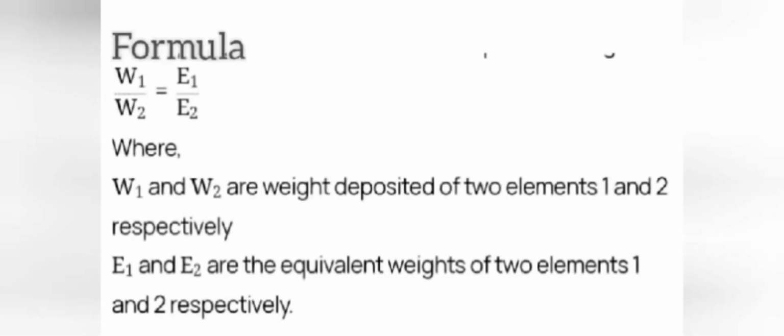And as you can see, this is the formula of the second law of electrolysis: W1 over W2 equals E1 over E2. W1 and W2 refer to the weights deposited of elements 1 and 2 respectively, and E1 and E2 refer to the equivalent weights of elements 1 and 2 respectively.